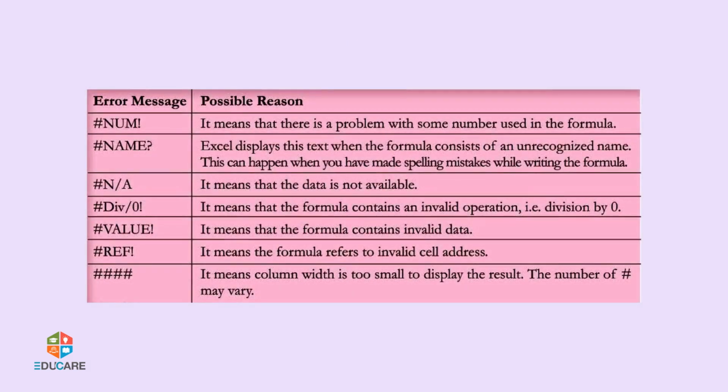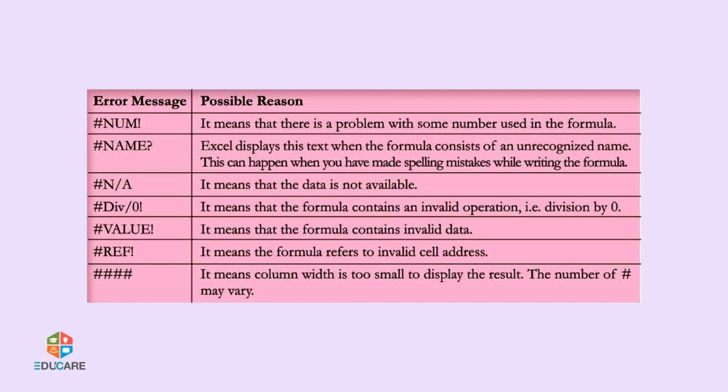Error message. Possible reason. #NUM!. It means that there is a problem with some number used in the formula. #NAME?. Excel displays this text when the formula consists of an unrecognized name. This can happen when you have made spelling mistakes while writing the formula. #N/A. It means that the data is not available.